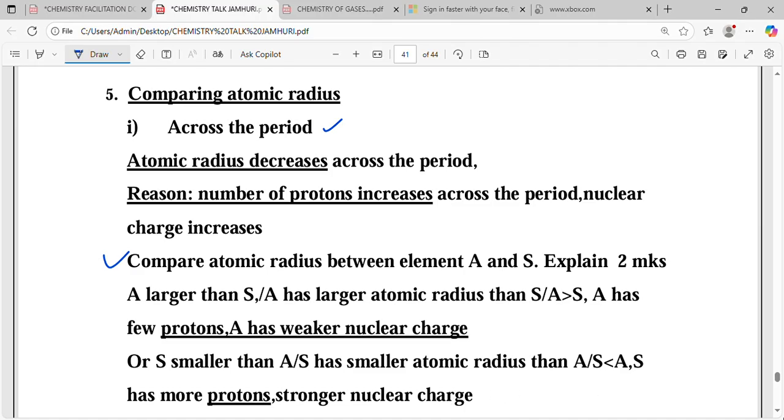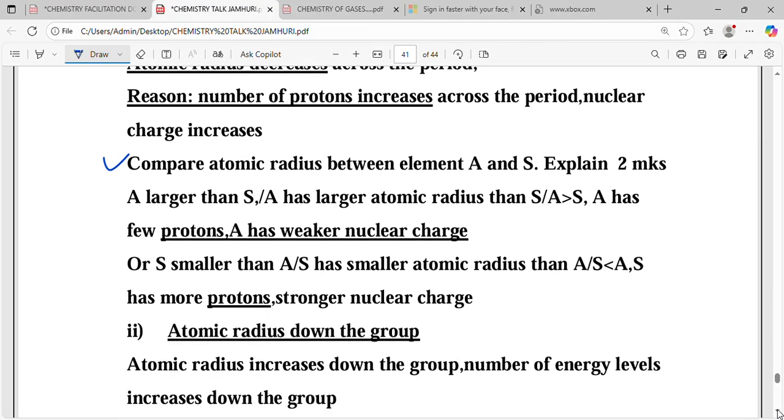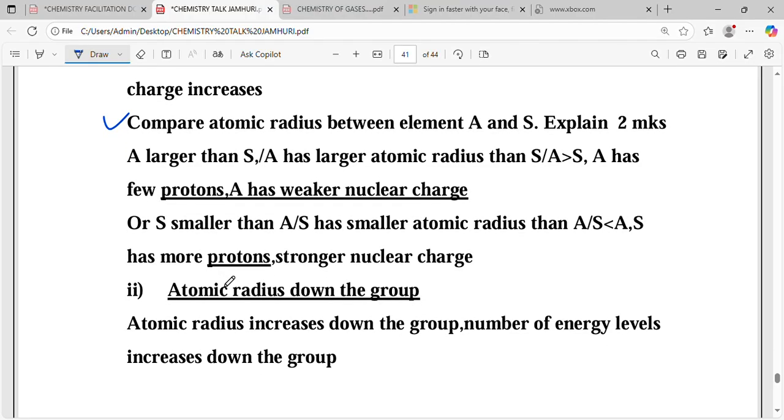Next, which question is set in the periodic table? Number one, you can be asked to compare atomic radius down the group. What you need to know is that atomic radius increases down the group. Reason: the number of energy levels increases down the group.